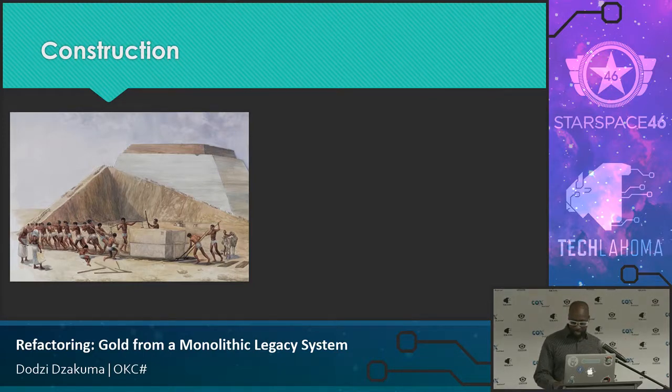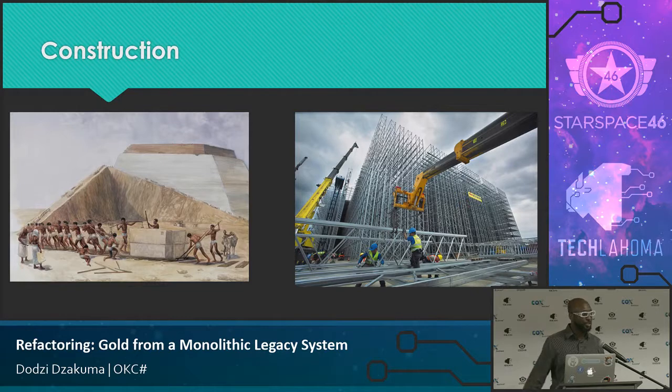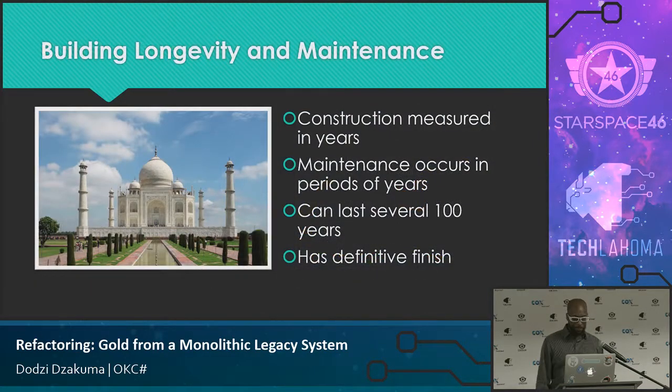Now we've modernized, we've put in safety standards. You can't beat people to work for you anymore. There are lots of other things that you can't do, right? But we still build buildings. And we could build pyramids. It's just cost prohibitive. We can't justify building something like a pyramid that's that big. But you look at this and you say, this is construction. Now, if you think about construction projects, they're usually measured in years. It depends on the construction project, obviously, but several years. Maintenance occurs in periods of years.